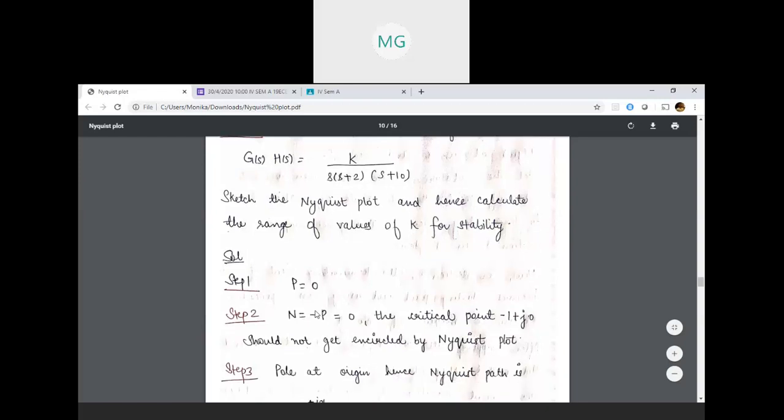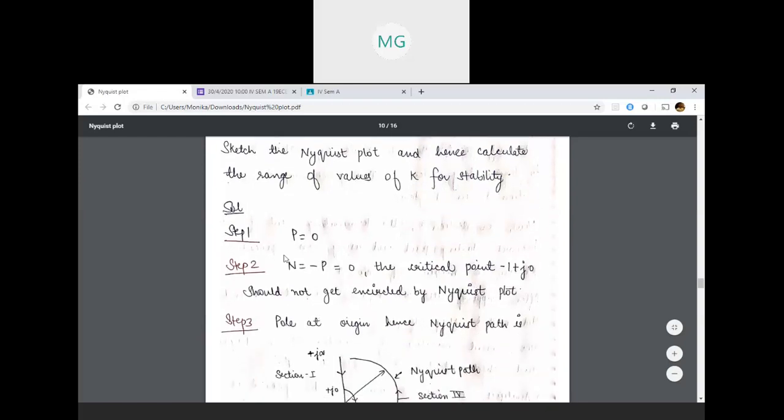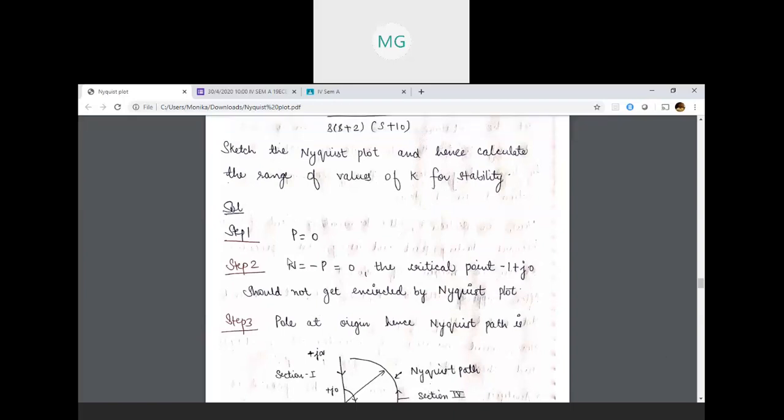Now step 2. What is capital N? Capital N, you remember capital N? The number of encirclements, right? So the critical point -1 + j0 should not get encircled by the Nyquist plot. Why? Because the value of N is 0. That means there are 0 encirclements. Okay? Is that clear till this point?